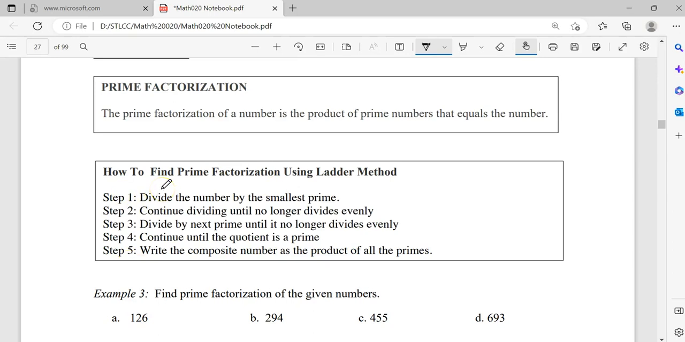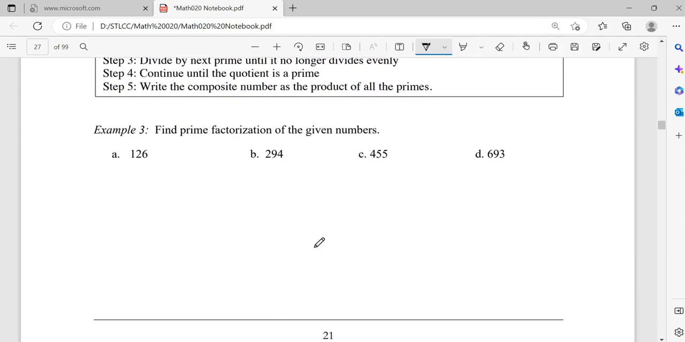So step 1, divide the number by the smallest prime. So you're always going to try to check for 2. Okay, 2 or 3, those are the smallest primes, or maybe even 5. Step 2, continue dividing until it no longer divides evenly. Step 3, divide by the next prime until it no longer divides evenly. Continue until the quotient is a prime. Finally, write the composite number as a product of all primes.